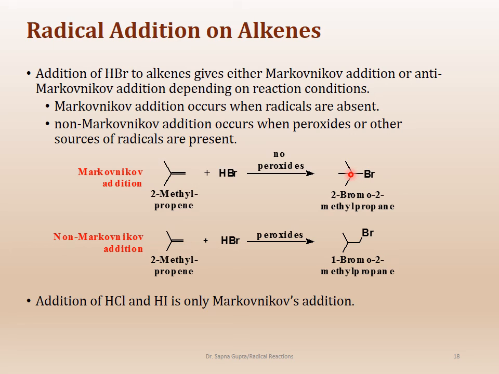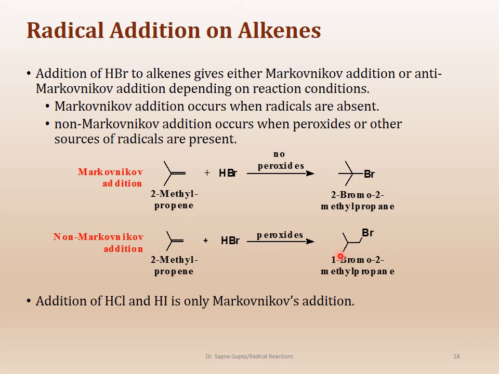So the bromine has gone to the carbon with more substituents, and the hydrogen has gone to the carbon with more hydrogens, okay. So this is the major, in fact, this is the only product possible, okay. However, when you take the same compound, 2-methylpropene, and treat it with HBr in the presence of peroxides, now you get a different kind of product. In this case, you would get the bromine where the hydrogen should have gone and the hydrogen where the bromine should have gone.